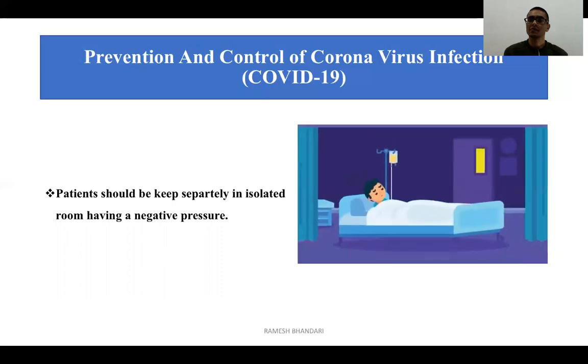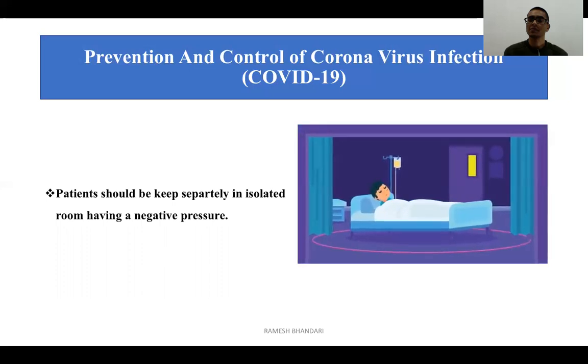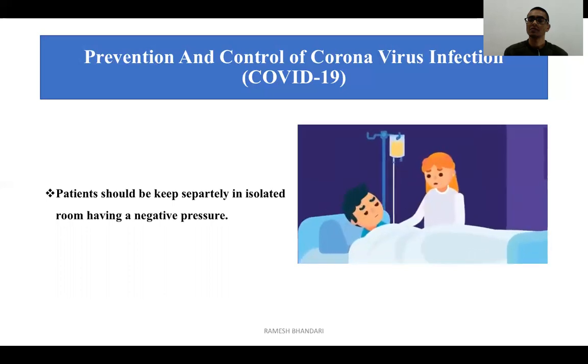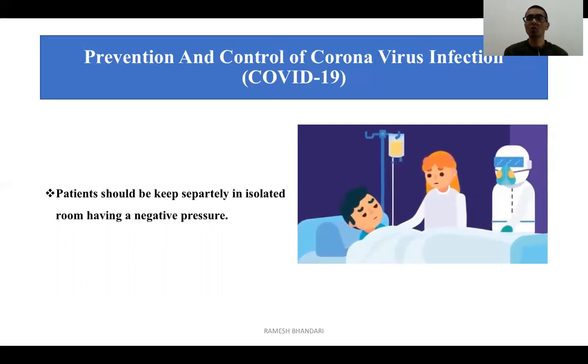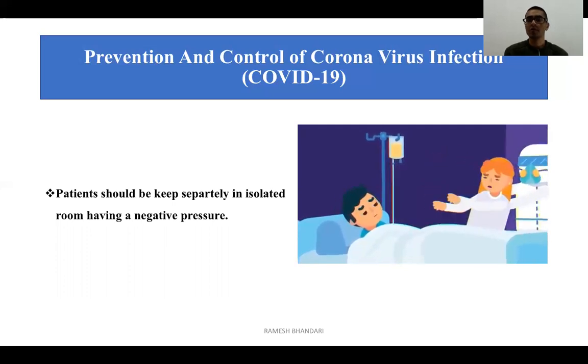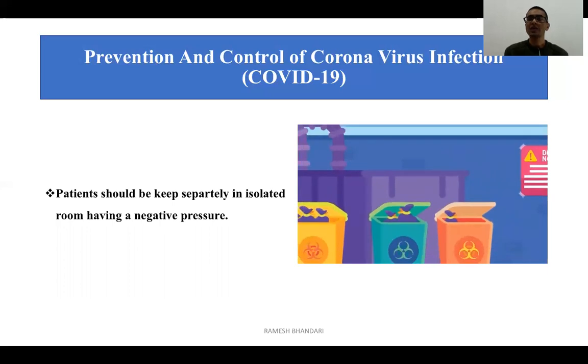CDC defined close contact as being within about 6 feet, 1.8 meters, or within the room or care area of a person with the coronavirus. And people should not be allowed to enter an isolated room without wearing personal protective clothing, a mask, or gloves.